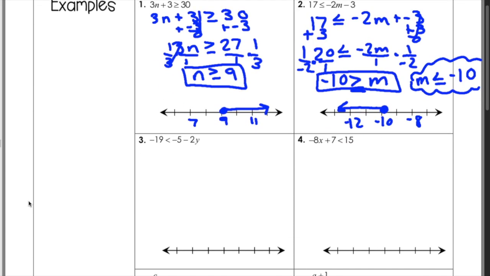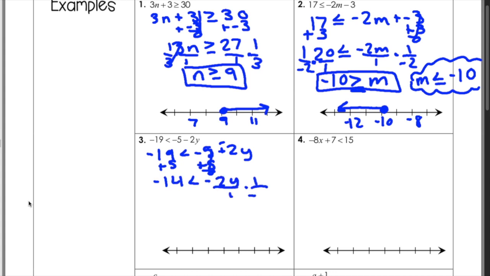We have negative 19 is less than negative 5 minus 2y. So I'm going to rewrite this here. Make that plus negative. So I need to add that 5 first. Add 5. Negative 19 plus 5 is negative 14, which is less than negative 2y. Multiply by the reciprocal, which is negative 2.